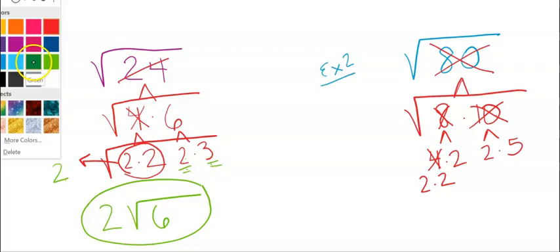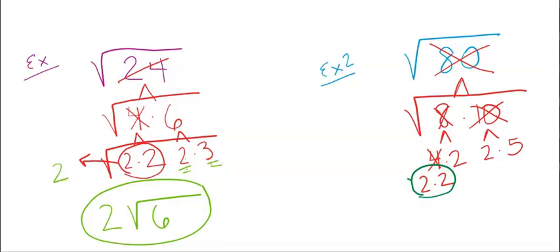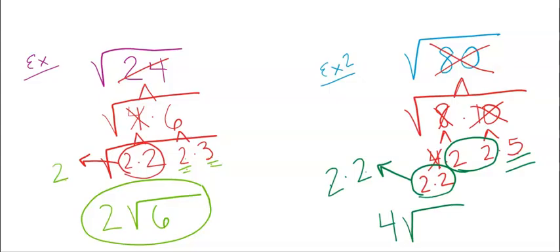So now we want to go ahead and look for doubles. So here's a double. That means we're going to write a 2 on the outside. Here's a double, 2, so we have to write another 2 on the outside. And 5 is a single. I do like to underline the singles so I don't forget. So we multiply the outside numbers back together to get 4. And the only single number inside is 5. And so root 80 is also the same value as 4 root 5.